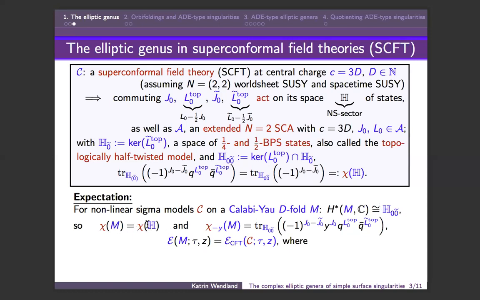And if this is true, we see that we can not only determine the Euler characteristic of the manifold through these quantum field theory data, but we can also refine and get the Hirzebruch chi-y genus, taking the trace still over this finite dimensional space, and now replacing this operator here by the one where I've replaced the minus one to the J0 by minus y to the J0, just as we did in the geometric setting. So from this, again, that will follow.